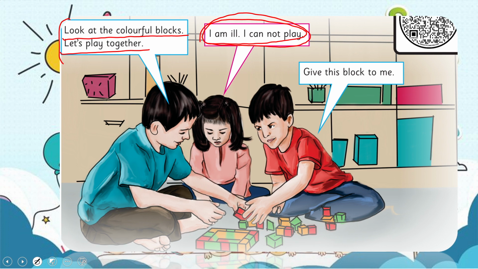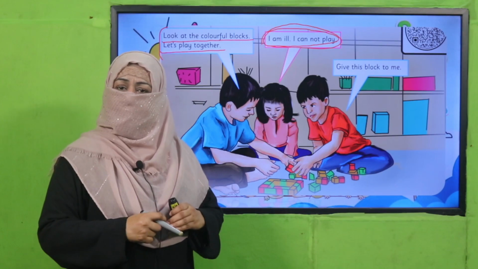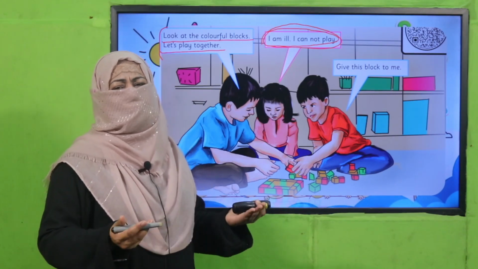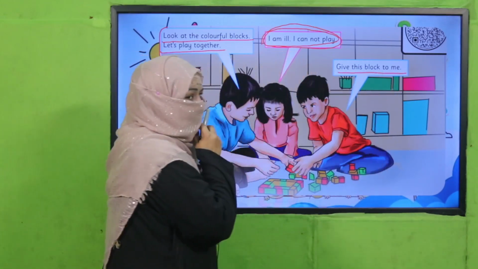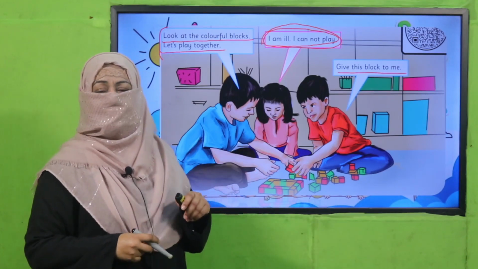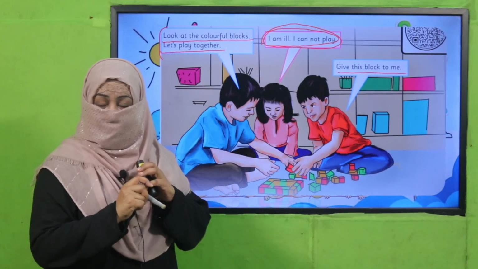So this is how we express. You don't say, no, you cannot play. No, nicely say, I cannot play because I am ill. I'm not feeling good. And the other says, give this block to me. No, this is also not good, right? So this is what we are learning. We should express our emotions nicely. Have you learned it? Do you understand?